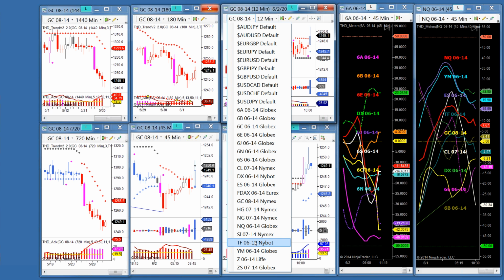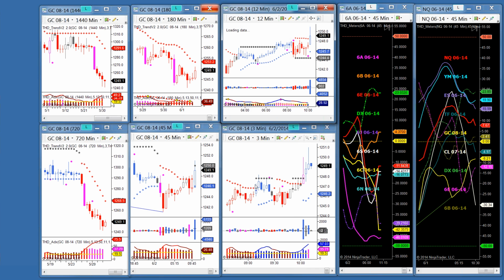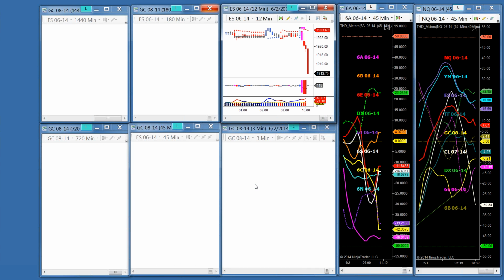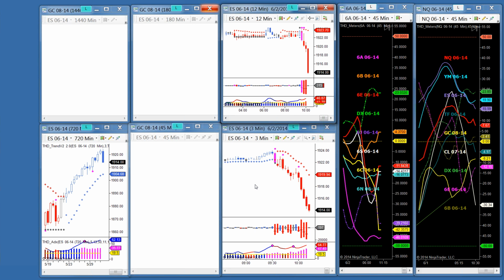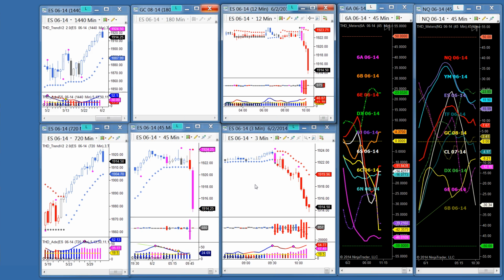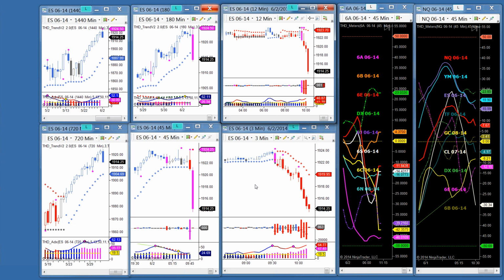All right, let's go over and look at the ES. Now, I've been trading the ES a lot because I'm doing the binaries, okay, and I'm doing the spreads. And the ES really is exceptional on the binaries and on the spreads, okay.